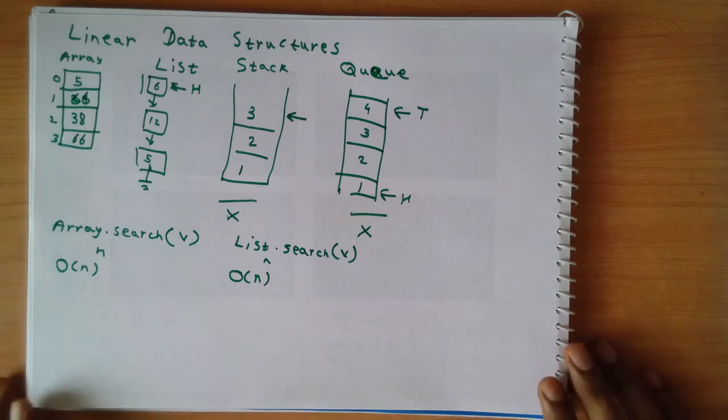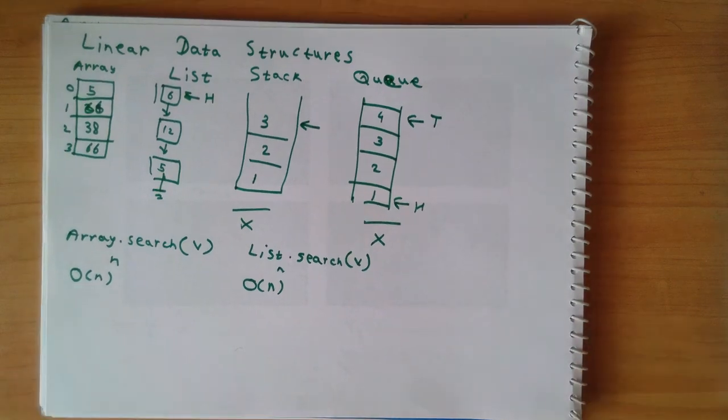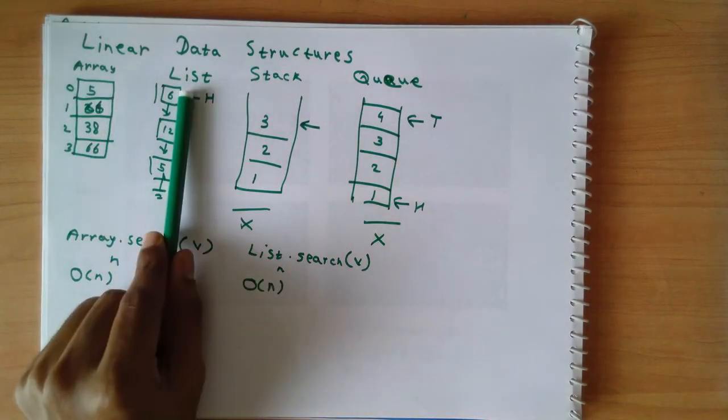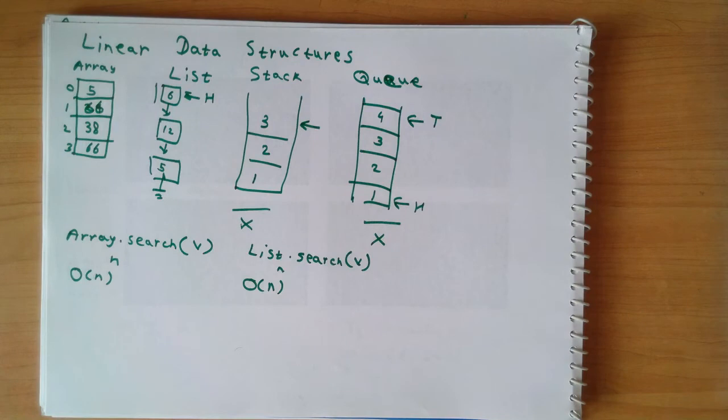In the previous video, we talked about searching for a particular value in our two linear abstract data types, array and list, and we observed that it can be done in theta n time. And we are wondering if it is possible to improve upon this.